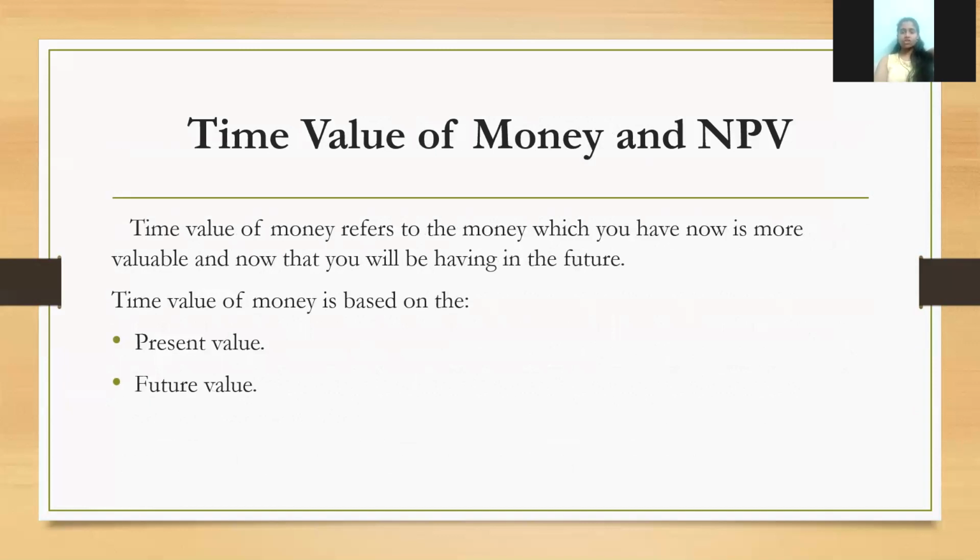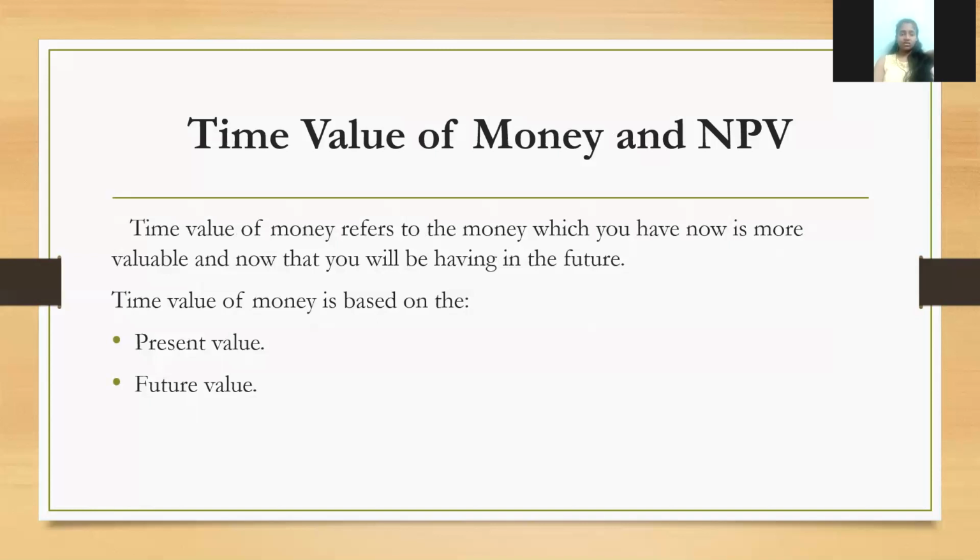Let's talk about the time value of money and NPV. Time value of money refers to the idea that the money which you have now is more valuable than the money that you will have in the future. The money you have now is worth more than the money you will have in the future due to its potential earning capacity. Any amount of money is worth more the sooner it is received.